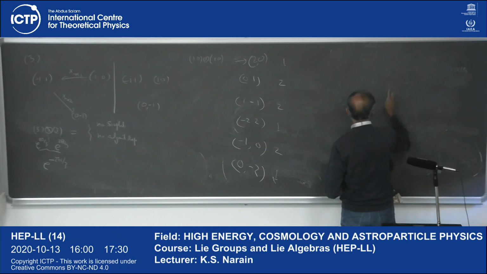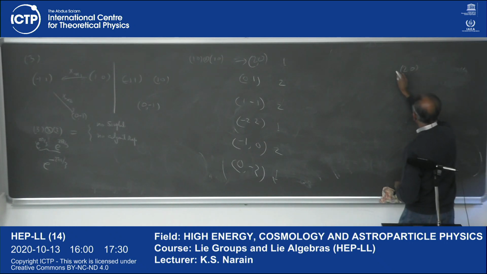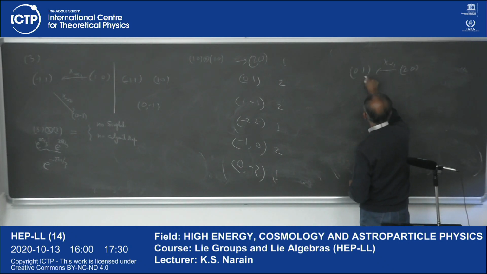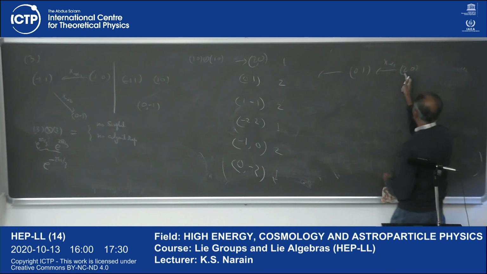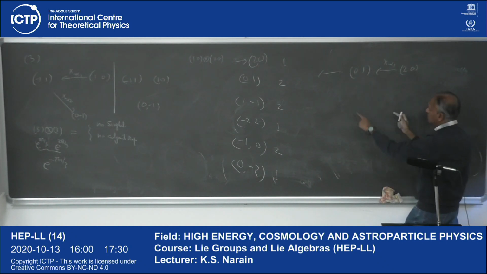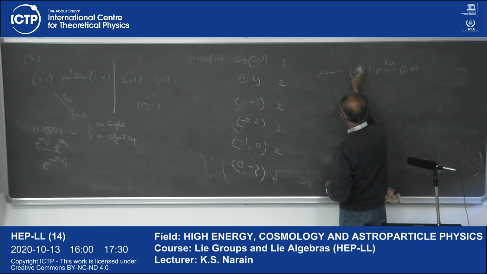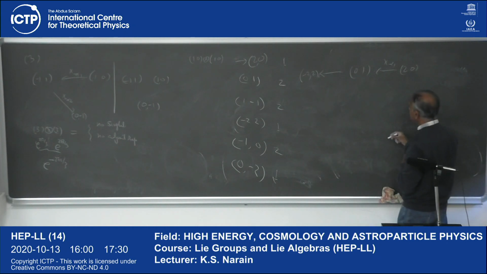So 2, 0, you started with the 2, 0. So x minus alpha 1 gives you 0, 1. And again, because it's spin 1, there should be 3. This 2 means spin 1. So there should be 3 guys here, so 2 steps. And you get here minus 2, 2. Right? Okay. Now from here, this is a doublet of the second SU2. So I will put here x minus alpha 2.